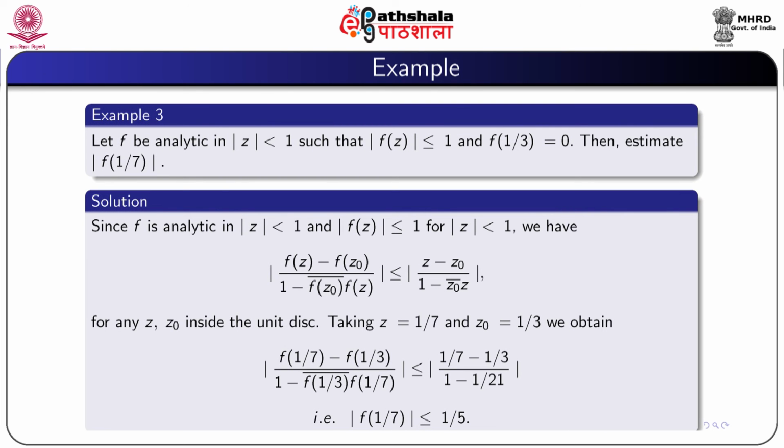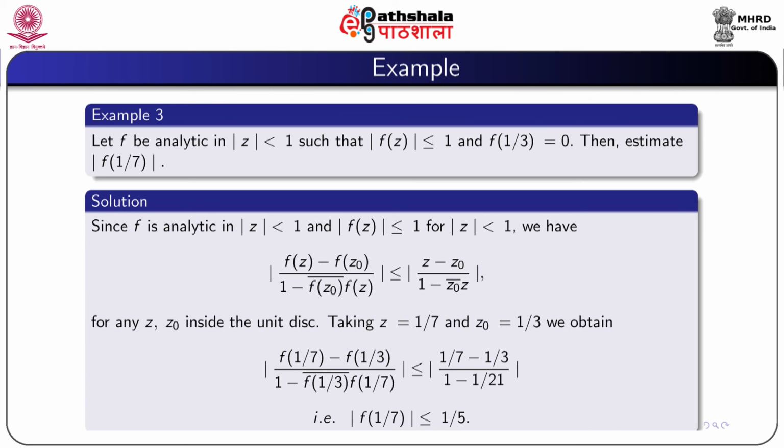So, solution: since f is analytic in |z| < 1 and |f(z)| ≤ 1 for |z| < 1, we have |(f(z) - f(z0)) / (1 - conj(f(z0)) f(z))| ≤ |z - z0| / |1 - conj(z0) z| for any z and z0 inside the unit disk |z| < 1.